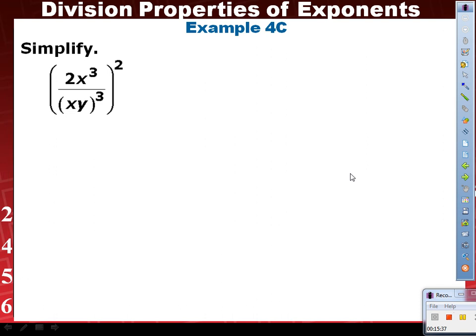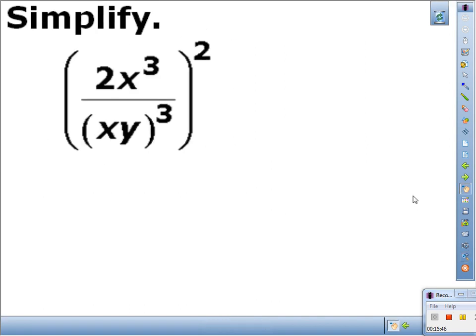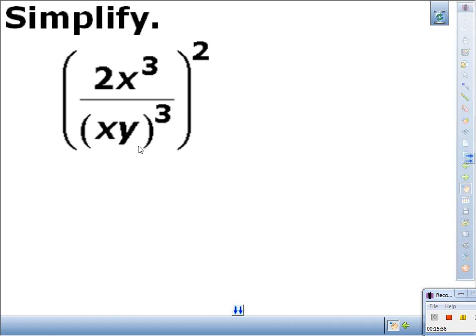Copy this one. Example 4C. Let's zoom in. Simplify. Now we got a big parentheses, and then on the numerator we got 2x cubed. In the denominator we got parentheses x plus y, close parentheses cubed. And then outside of the big parentheses we have squared.